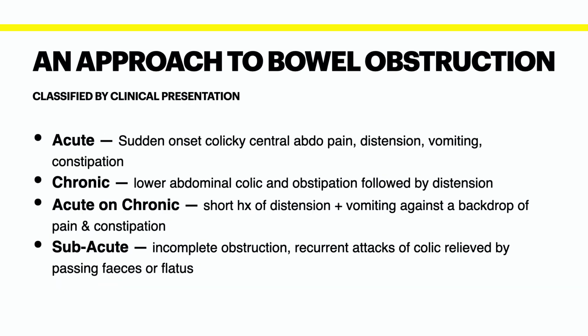We can further classify bowel obstruction according to the clinical presentation and chronicity. In an acute setting, the patient will typically come with sudden onset colicky and central abdominal pain, distension, vomiting, and constipation. If this is a chronic picture, the patient will have lower abdominal colicky pain and obstipation followed by distension. This may be an acute on chronic, where the patient will have a short history of distension and vomiting against a backdrop of pain and constipation, or it could be subacute with incomplete obstruction and recurrent attacks of colic relieved by then passing feces or flatus.